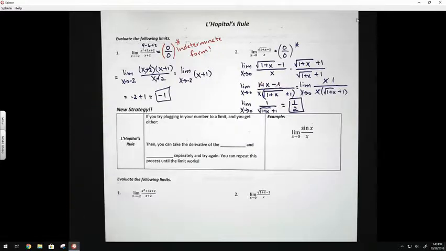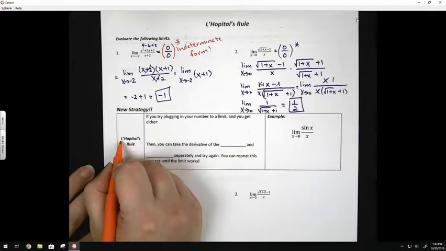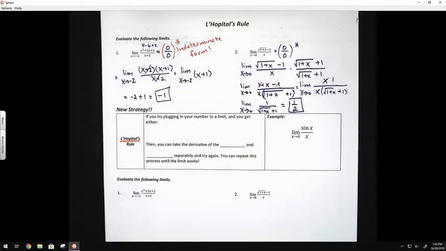So now we're actually going to talk about L'Hopital's rule. So L'Hôpital, by the way, is actually French for the hospital. It's also some dude's name. He was the dude that kind of discovered all of this. But it does actually mean hospital.